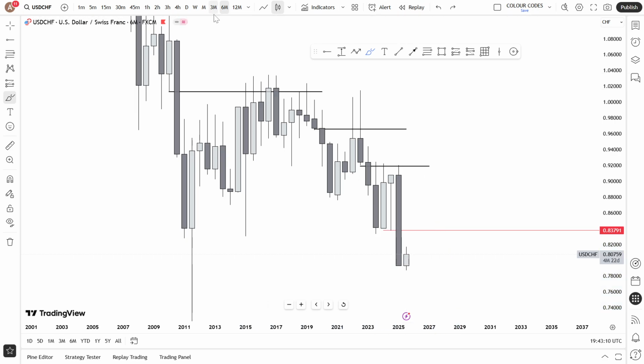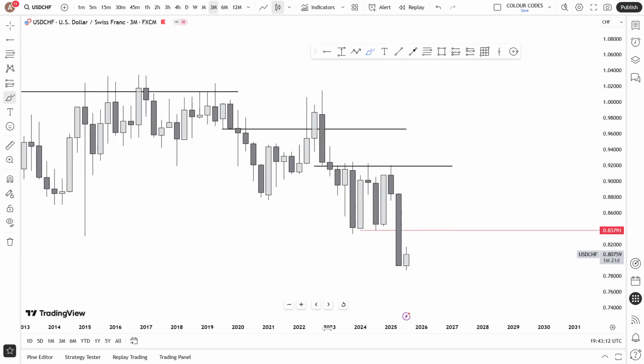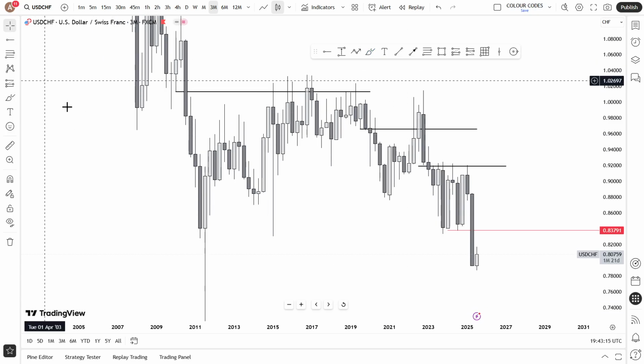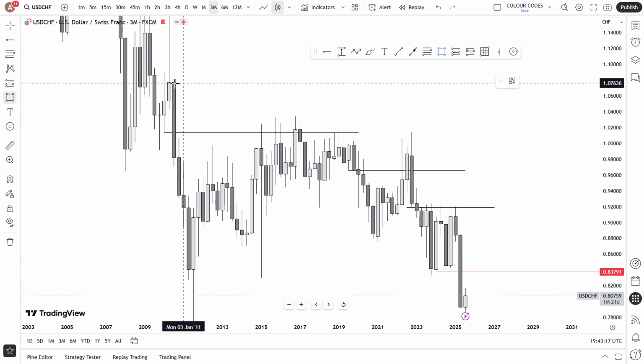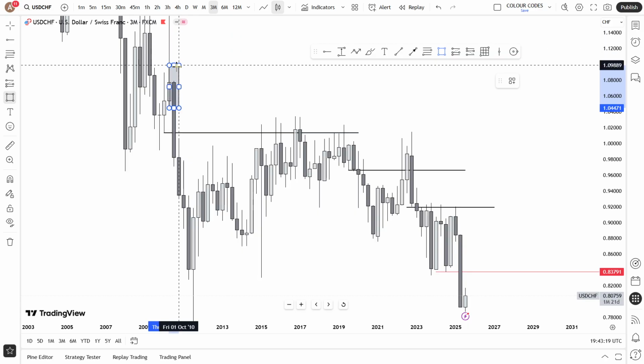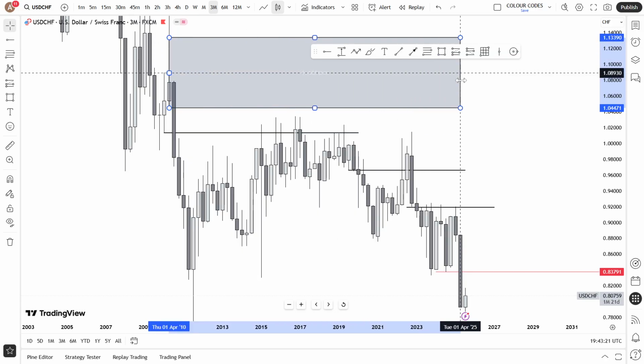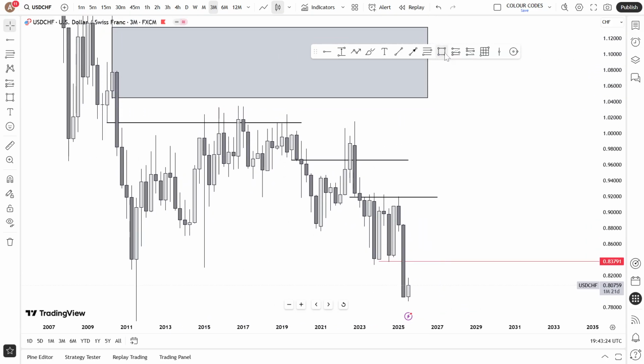Let's go down to the 3 months time frame. On a 3 months time frame, this is what we have. You can see that this particular order block wasn't mitigated. So we cannot be so confident that this order block will be mitigated.